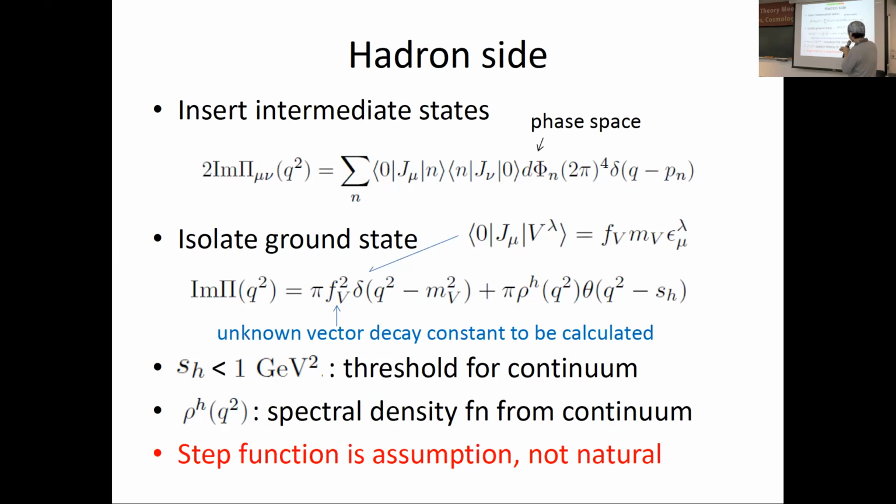And this is the so-called spectral density function from the continuum, because we have higher states. Above the ground state, these states will contribute to the continuum. So the continuum is parameterized as a spectral density function. And then this s_h labels the threshold of the continuum. This s_h is certainly lower than 1 GeV squared. So you see that people have assumed this is a step function. Certainly this is an assumption, not very rigorous.